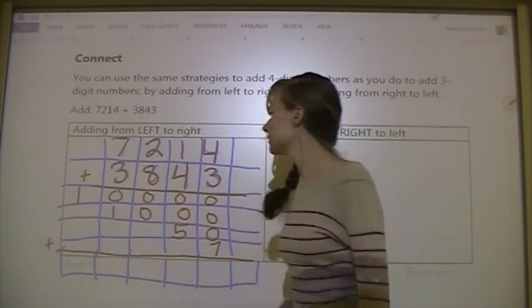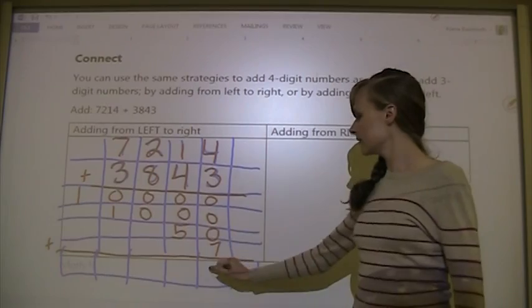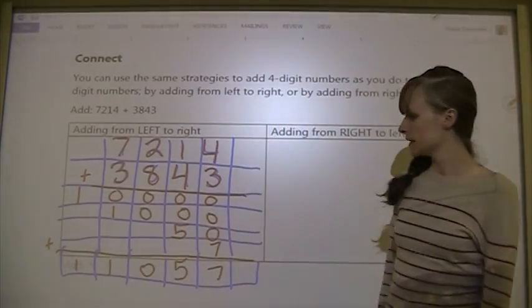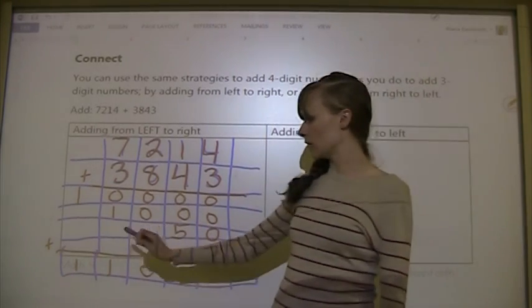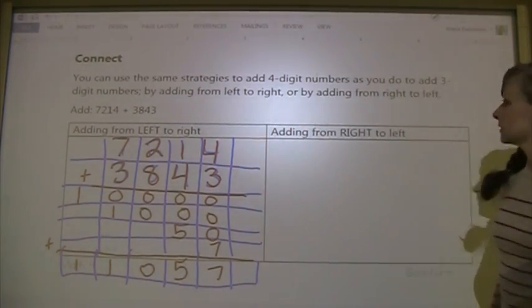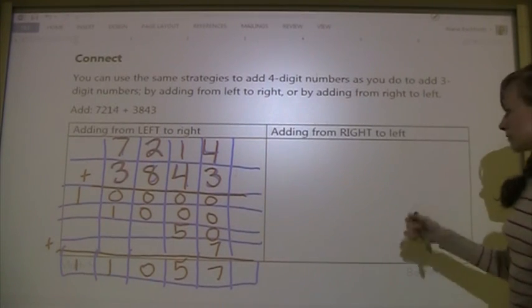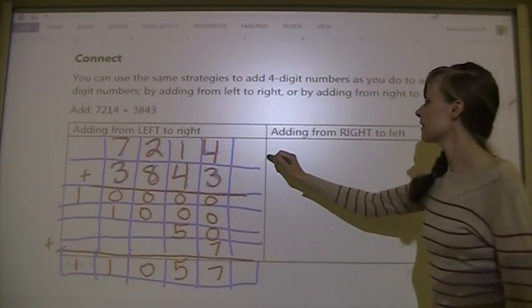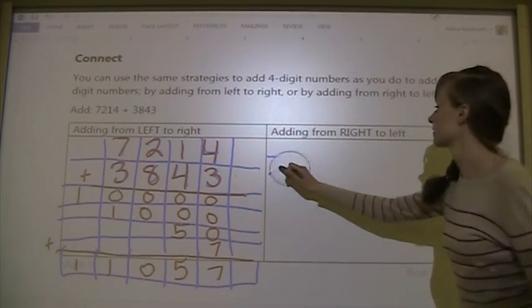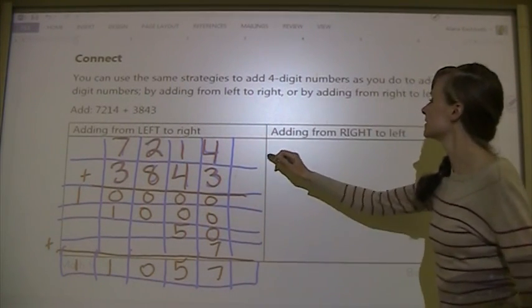Then we add all of those together. So we've got 7 here, 5, 0, 1, 1. So our answer then is 11,057. Okay, and then adding from right to left, that was the other way that we've done, and I'll show you graph paper if I can figure this out.